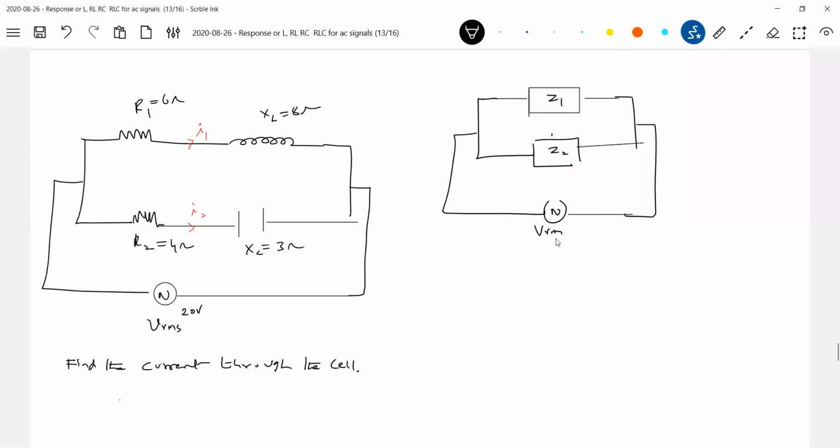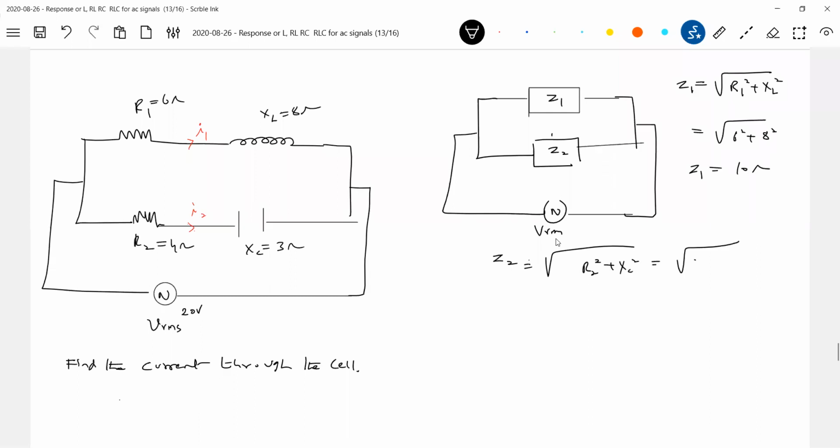What is Z1? Root of R1 square plus XL square, 6 square plus 8 square. This should be 10 ohm. What about Z2? Z2 square is R2 square plus XC square, 4 square plus 3 square. This will be 5 ohm.